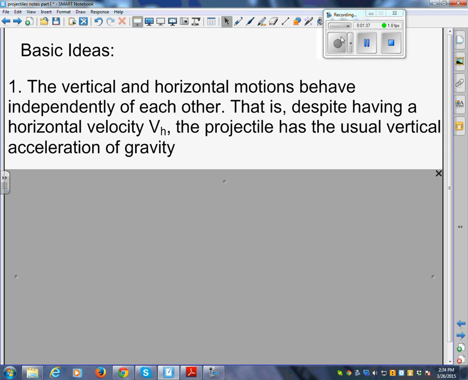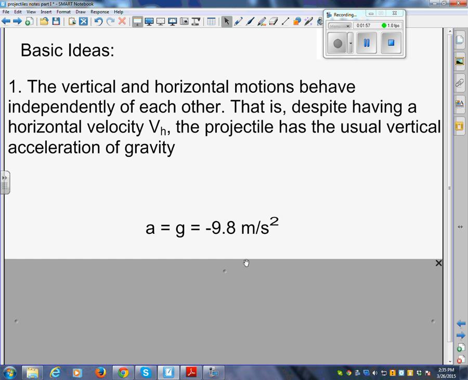Okay? But everything you do, ask yourself, have I kept vertical from horizontal? Have I added in an acceleration on a horizontal movement? Ask yourself that question. So that is, despite having a horizontal velocity VH, the projectile has the usual vertical acceleration of gravity, which of course is minus 9.8. So is that always? Always. Well, unless it happens to be on the moon or wherever, right? Not a lot of projectile motion questions on the moon. They generally happen on Earth.